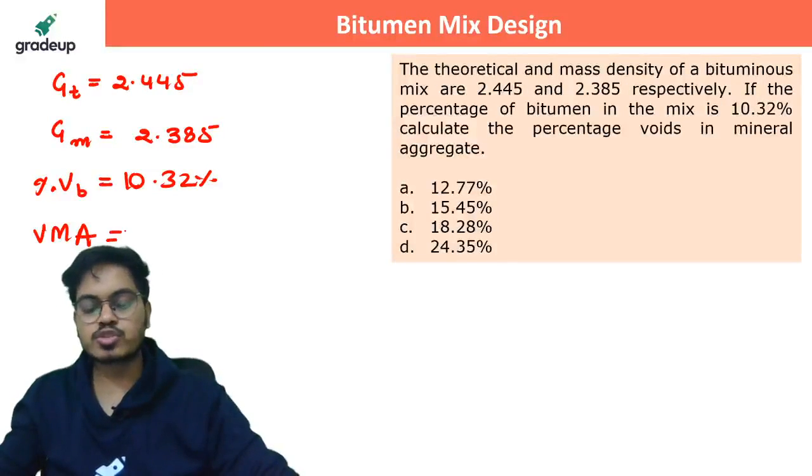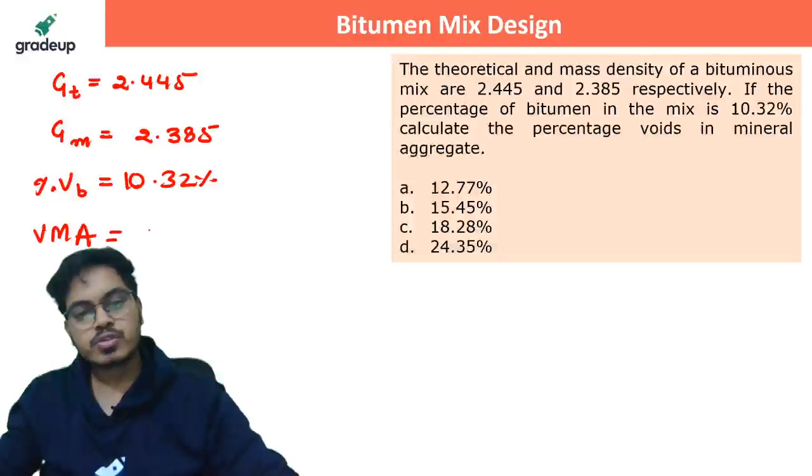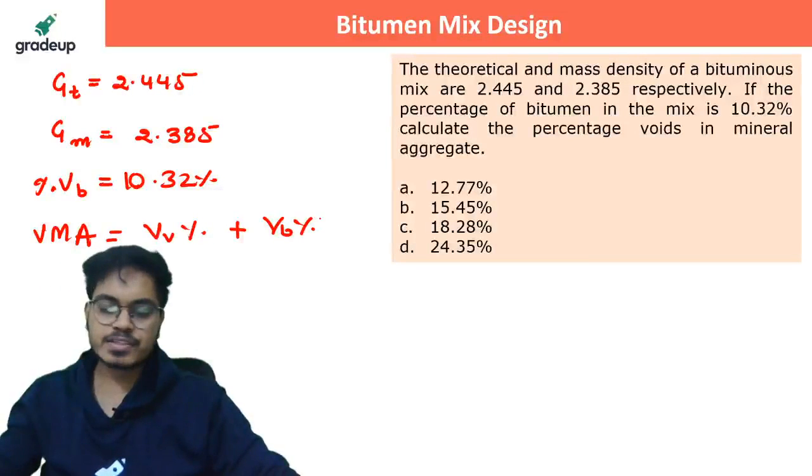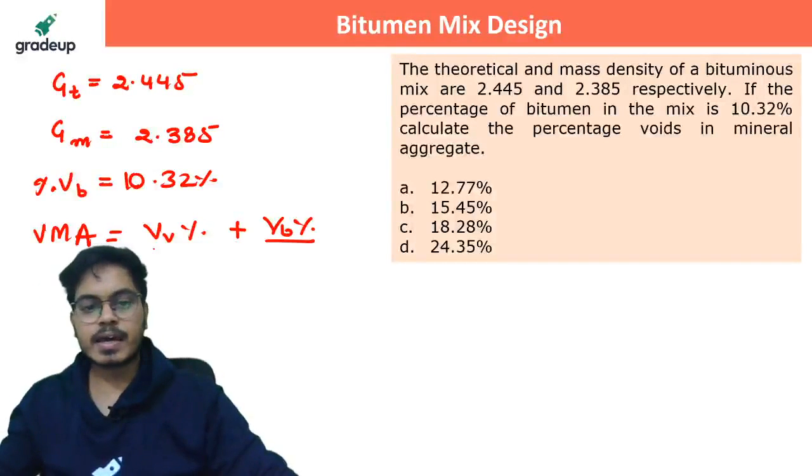Basically they are asking us the total number of rooms in my hotel. So they will be how much? VV percentage, the empty rooms, plus the rooms which are filled with my guest. My guest is bitumen, right? So this I have, this I want.